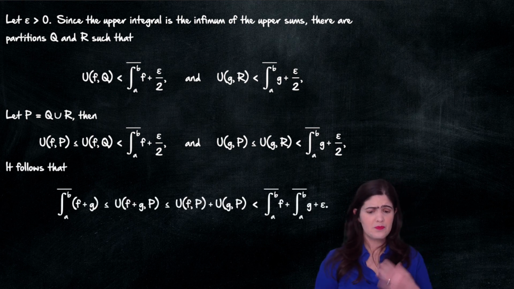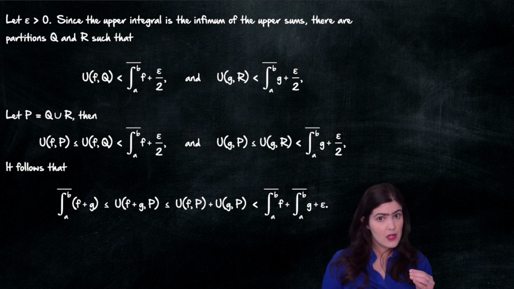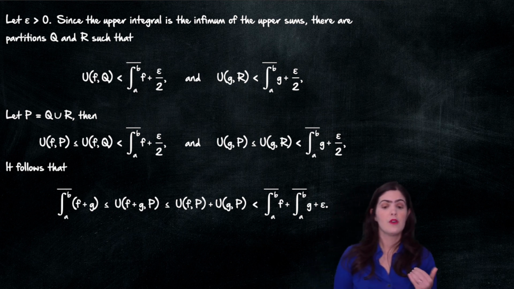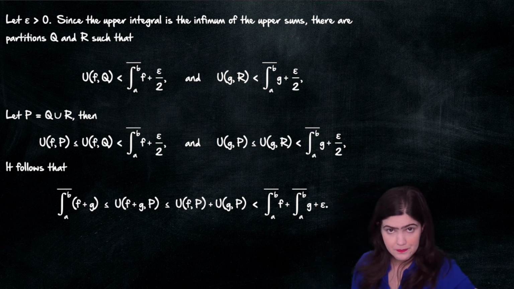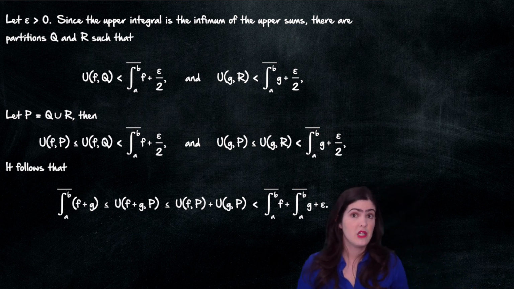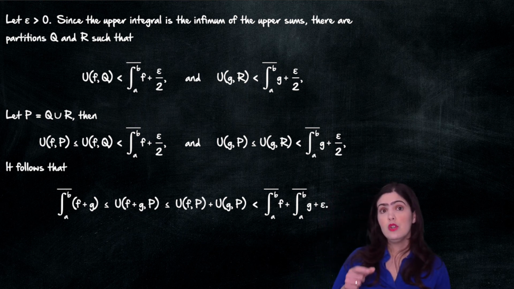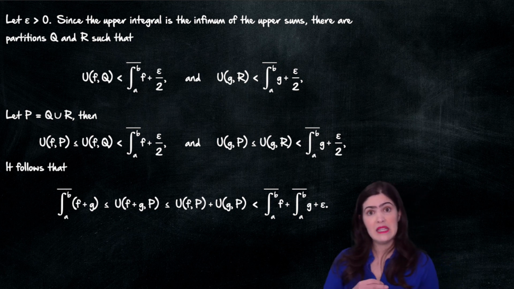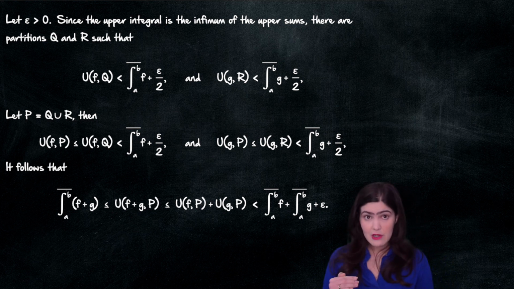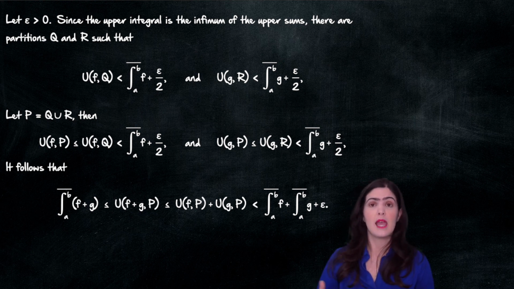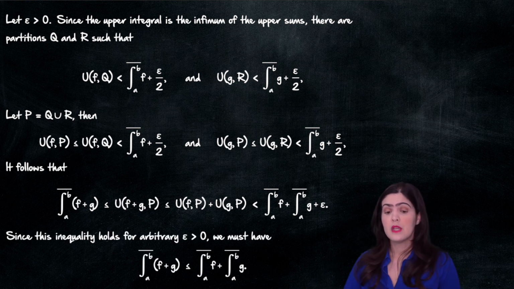Okay, now what happens? Well, then the upper integral of f plus g is less than or equal to the upper sum of f plus g, right? Because remember, the upper integral is the infimum, so in particular it is a lower bound. So for any partition P, this is true. But then we showed that U(f+g,P) is less than or equal to U(f,P) plus U(g,P). But then this is less than the upper integral of f plus the upper integral of g plus epsilon over 2 plus epsilon over 2, which is epsilon. But now epsilon here was an arbitrary positive number.